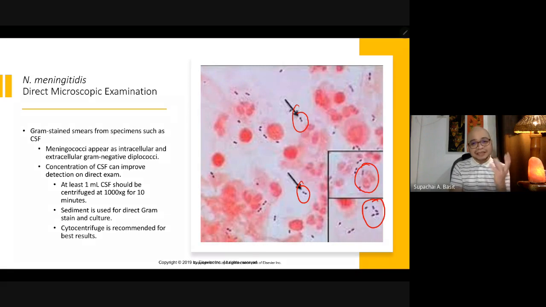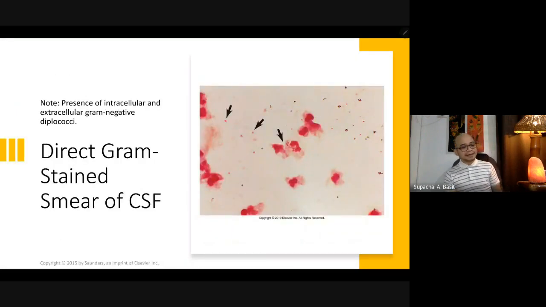Okay? So, CSF specimen. In order for us to improve our isolation rate, especially during direct examination, at least 1 ml should be centrifuged so that we examine the sediment. And the sediment is the one that we will be using for Gram staining. A more ideal type of centrifuge is the cytocentrifuge, which is recommended for best results. Okay, so notice again the presence of intracellular and extracellular gram-negative diplococci.